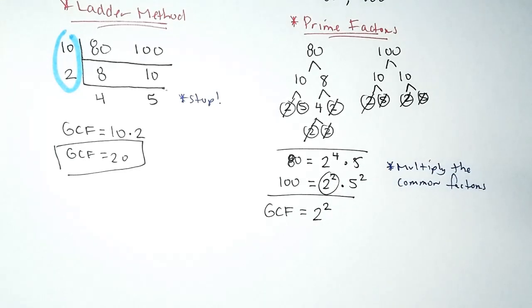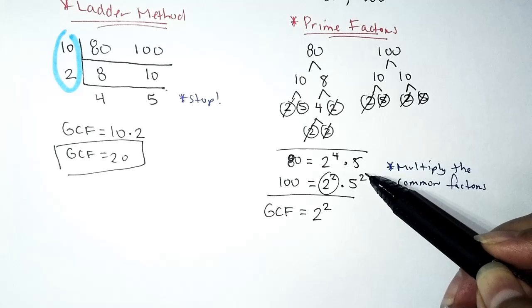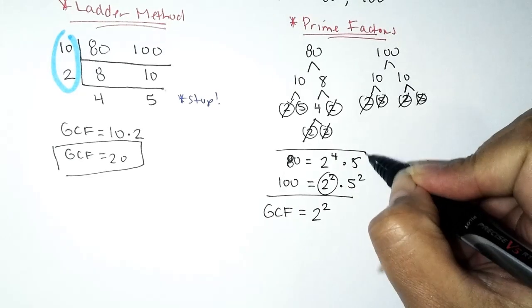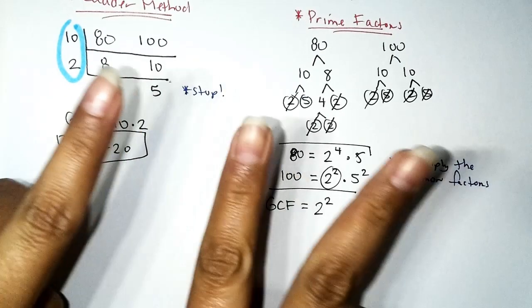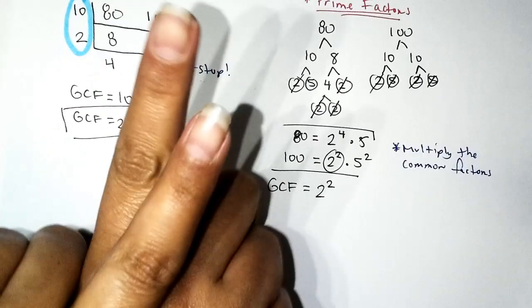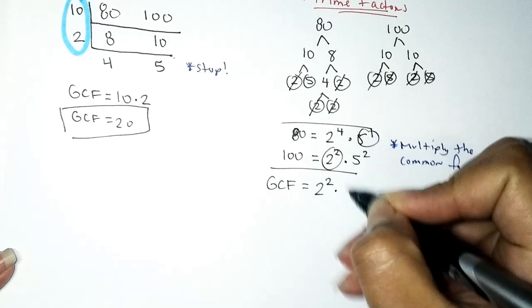Okay, now what else do the numbers have in common? Both 80 and 100 have some 5's, but the question is, how many 5's do they have in common? 80 has 1 factor of 5. 100 has 2 factors of 5. So overall, how many factors of 5 do they have in common? Just 1. Okay, so we're going to multiply that by 1 factor of 5.